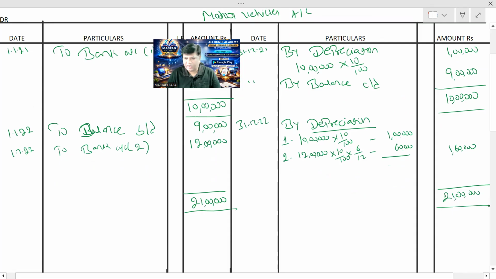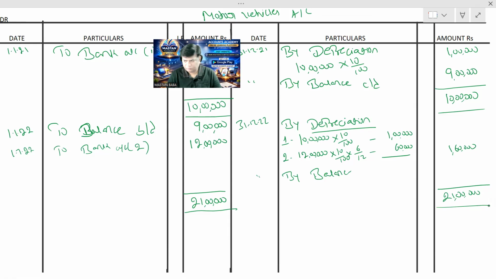21 lakh minus 1,60,000. So by balance carried down. So 21 lakhs minus 1 lakh, will get 20 lakhs. 20 lakhs minus 60,000 will get 19,40,000.